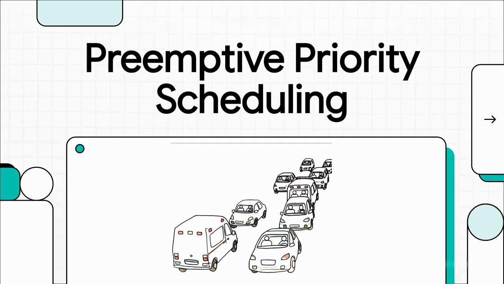All right, today we're going to break down a really core concept in operating systems. It's called preemptive priority scheduling. Now, that sounds complicated, but it's really just how your computer decides what to do right now. And trust me, it's way more intuitive than you think.